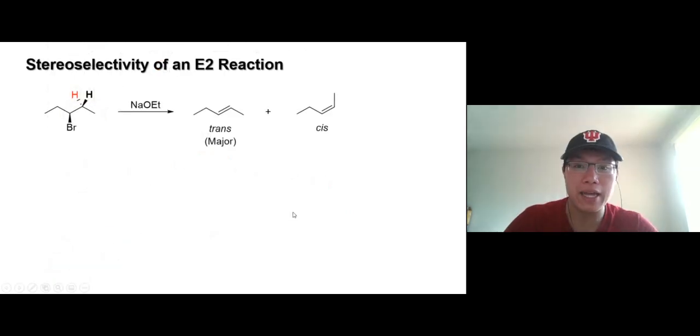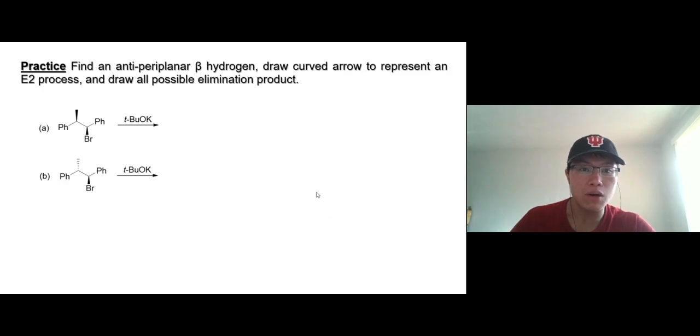So this is kind of hard to see, but let's practice together. All you have to do is to be able to see an anti-periplanar from the bond line structure. Now, what do we have to do here? Find an anti-periplanar beta hydrogen, so a beta hydrogen that is anti-periplanar to the leaving group. So everything relative to the leaving group. Draw a curved arrow to represent an E2 process and draw all possible elimination products.